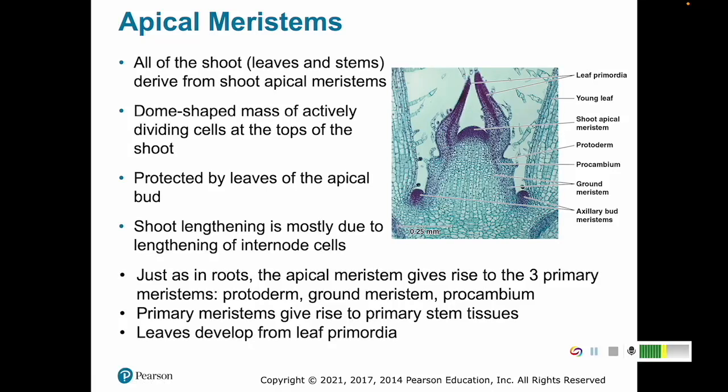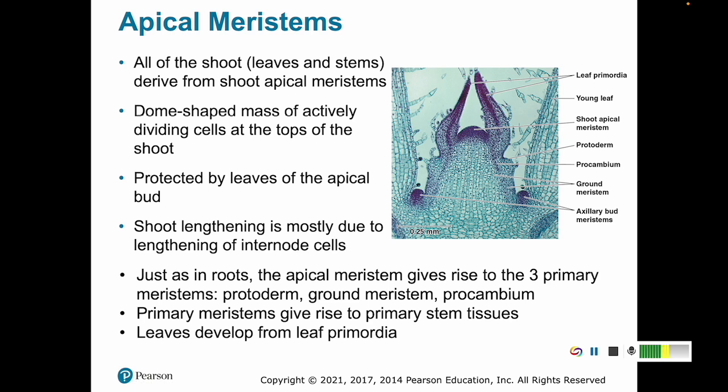Okay, let's finish out chapter 35 by talking about how our stems are growing. All of the shoots, the leaves and stems, will derive from the shoot apical meristems. That is this dome of actively dividing cells at the top of the shoot. They will be protected by the leaves of the apical bud. The shoot lengthens mainly because the internode cells are going to get longer.